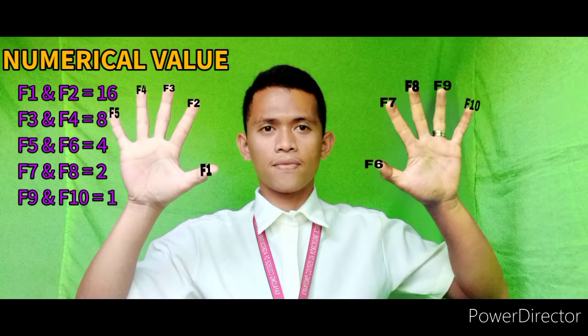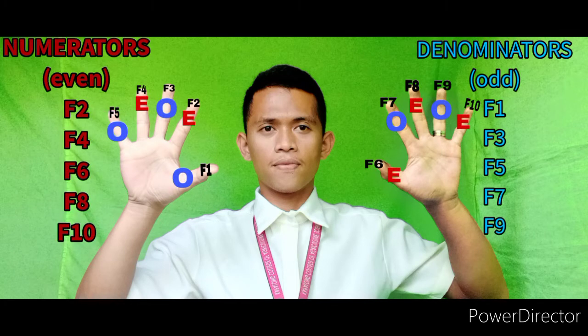Numerical value. Finger number 1 and 2 has the numerical value of 16. Finger number 3 and 4 has the numerical value of 8. Finger number 5 and 6 has the numerical value of 4. Finger number 7 and 8 has the numerical value of 2, while finger number 9 and 10 has the numerical value of 1. Even fingers are the numerators, which are finger 2, 4, 6, 8, and 10. Odd fingers are the denominators, which are 1, 3, 5, 7, and 9.